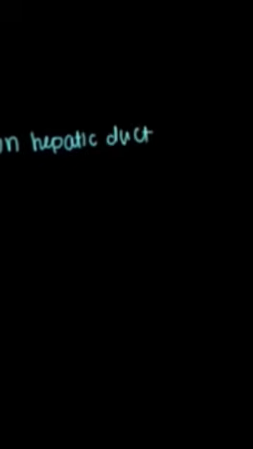So bile that leaves from the liver after it's produced has to go somewhere to be stored. Where is it stored? Well, one of the first places that it's going to go is this duct right here. And this guy is called the cystic duct. This is the cystic duct. And this is the next place that we see bile flow after the common hepatic duct.